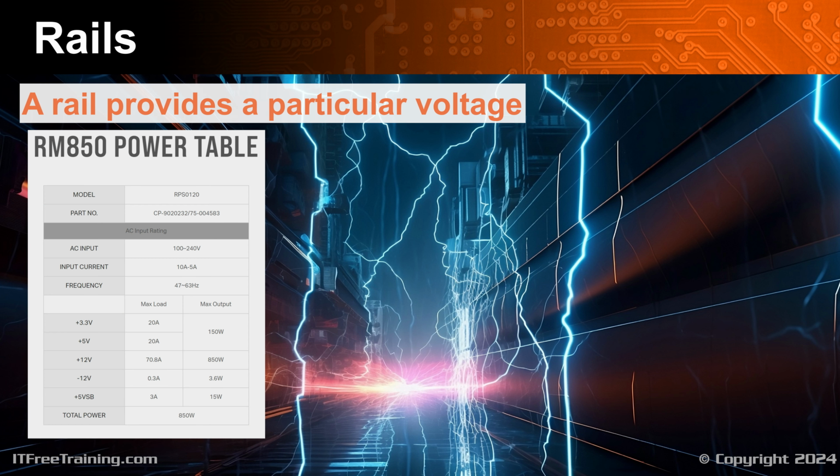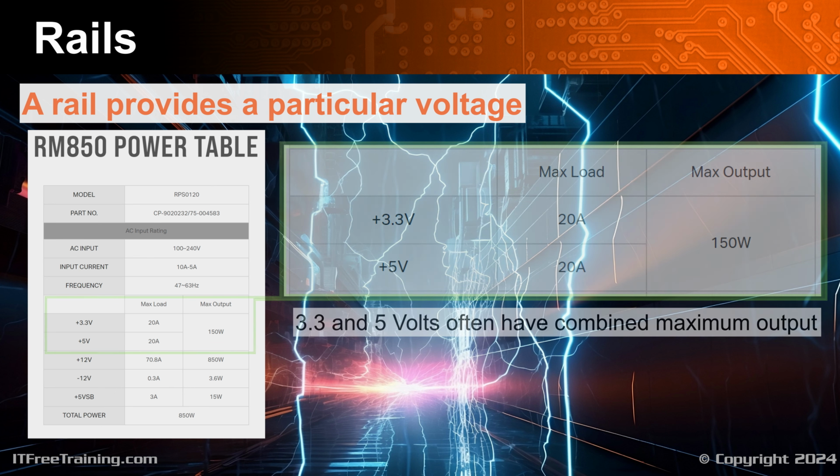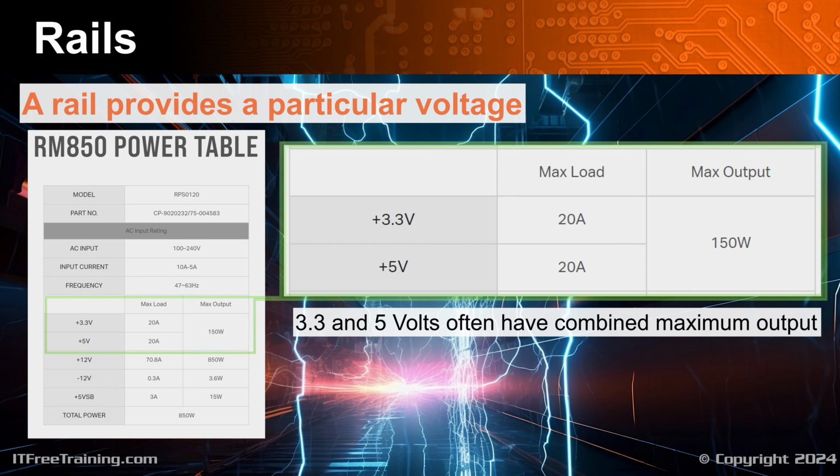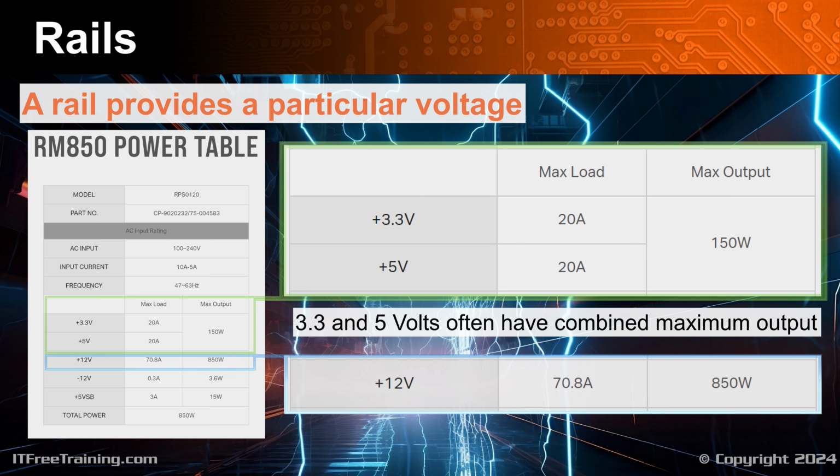Let's consider an example power supply. The power supply needs to provide a number of different voltages in order for the computer to operate. The power supply is rated to deliver a maximum number of watts for that power voltage, or over that rail. Many power supplies share maximum output wattage between the 3.3 volt and 5 volt rails. In this instance, the combined maximum output for both voltages is 150 watts.